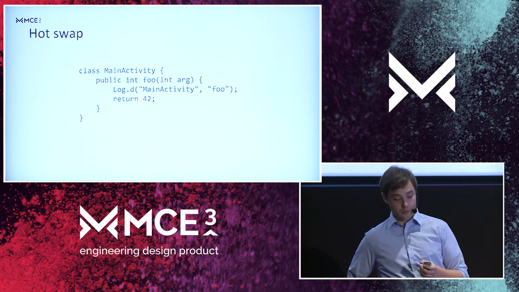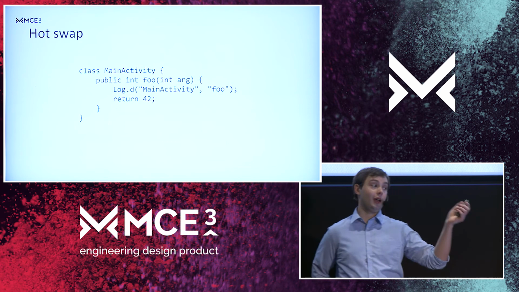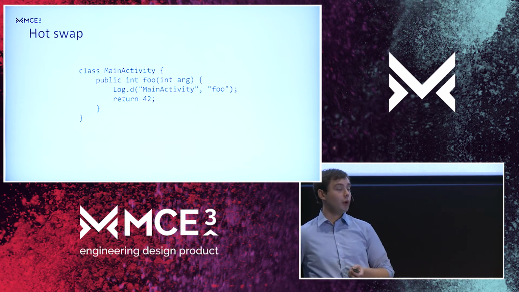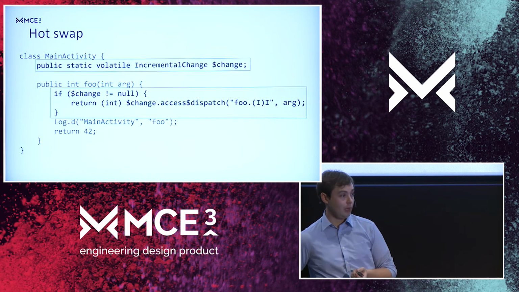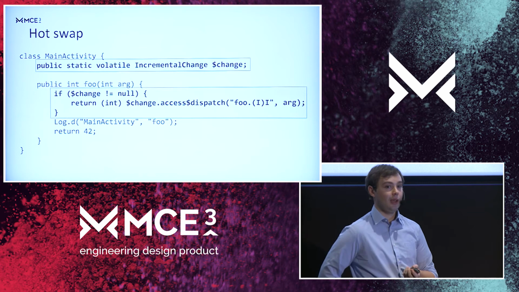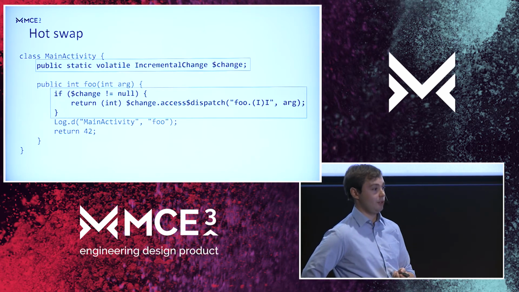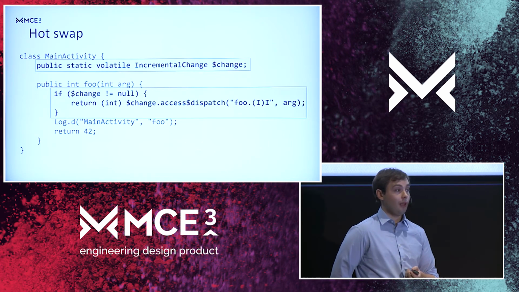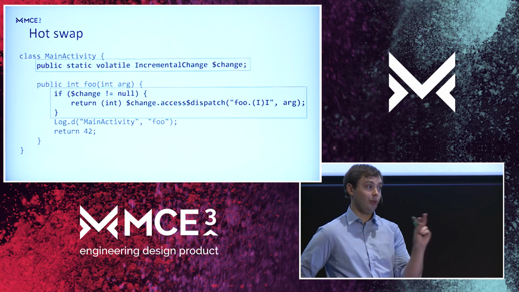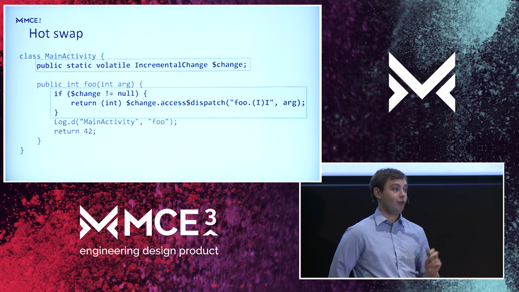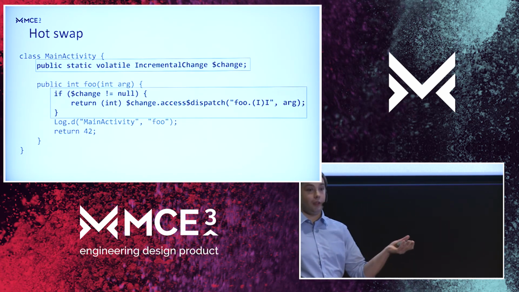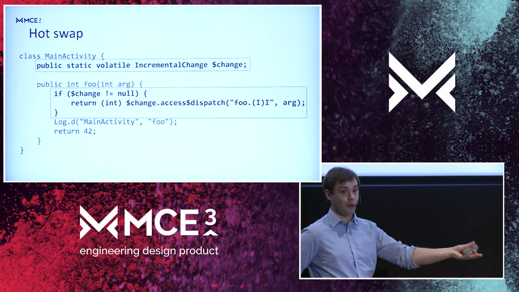with rewriting your code. So what we do is for any given class and any given method, like in here I have activity and some helper method foo, what will happen is we put an additional static field in the class. It's called change, and it has this incremental change type. And then every single method in your class, we add an additional preamble at the start to say, check if the change field is null, which it is by default.